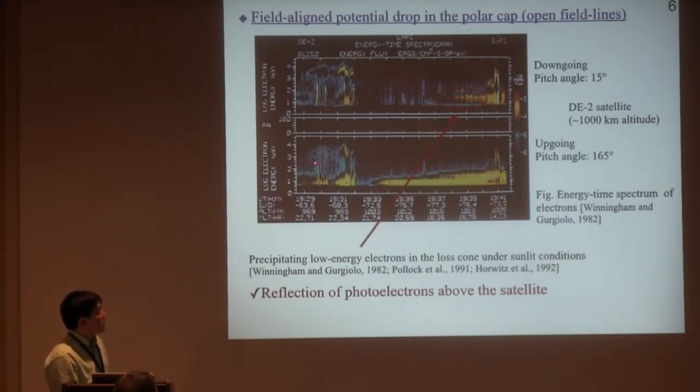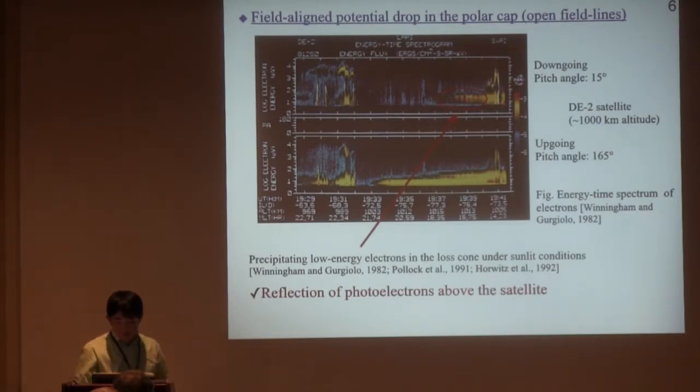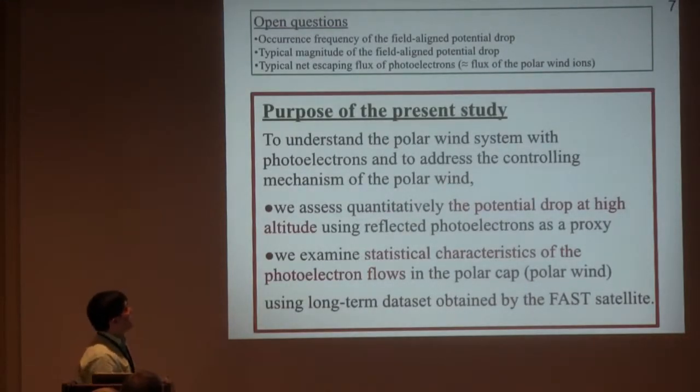This is an observation by the DE-2 satellite. This panel shows downgoing electrons, and this panel shows upgoing electrons. This is a photoelectron. And precipitating low energy electrons in the loss cone under sunlit condition are detected. This indicates photoelectrons are reflected above the satellite. However, the occurrence frequency of the field line potential drop, the typical magnitude of the field line potential drop, and the typical net escaping flux of photoelectrons that correspond to the flux of the polar ions are not clear.